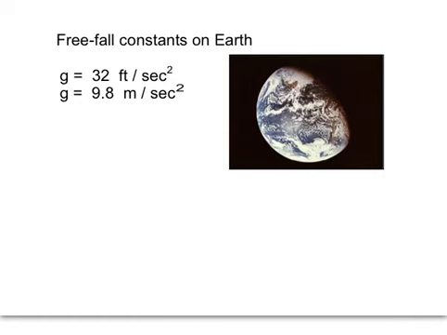Hopefully you, at this point in your educational career, are all aware of gravity. Gravity pulls you toward the center of the earth. Well, it's actually acceleration. You are being accelerated toward earth. It's this constant pull. The acceleration due to gravity is called the free fall constant. And on earth, it is 32 feet per second squared. And using the metric system, it would be 9.8 meters per second squared. All right, so we'll see how that's used in the next problem.